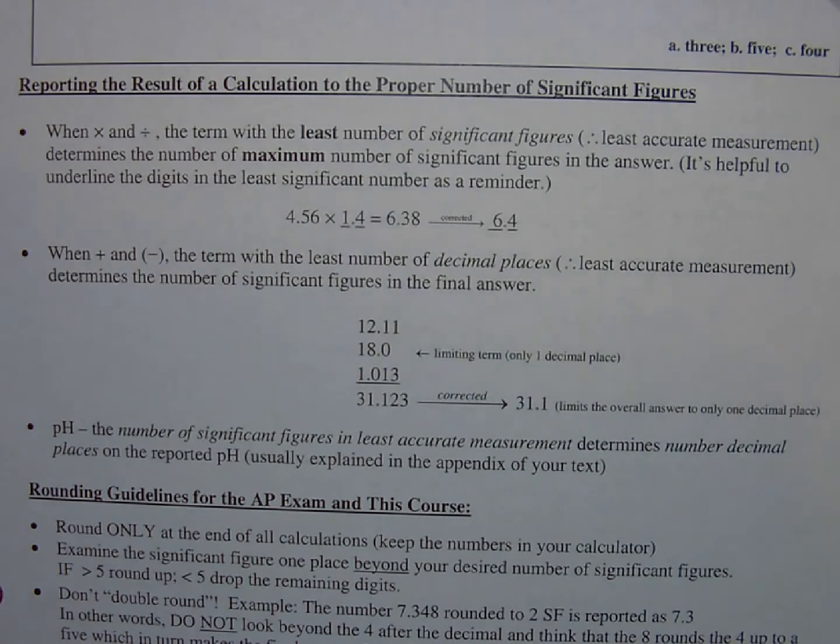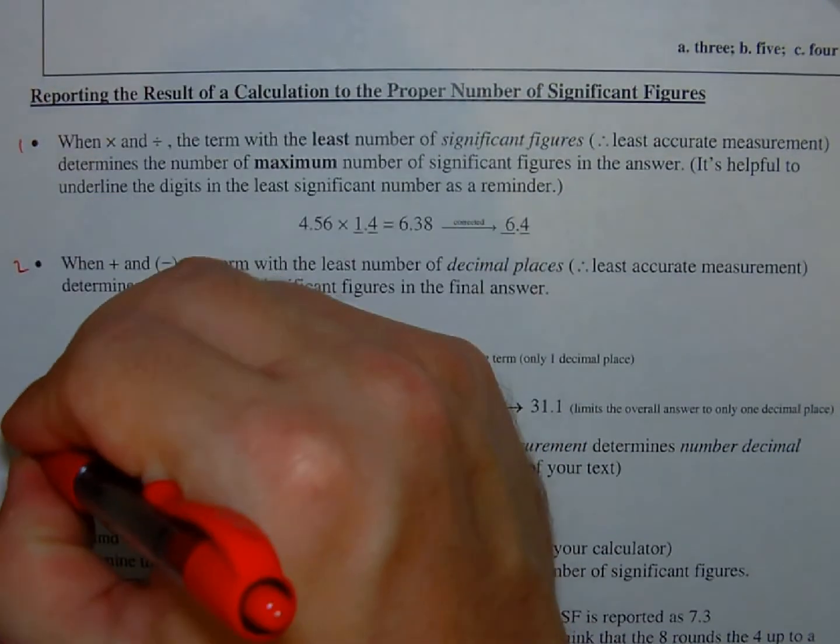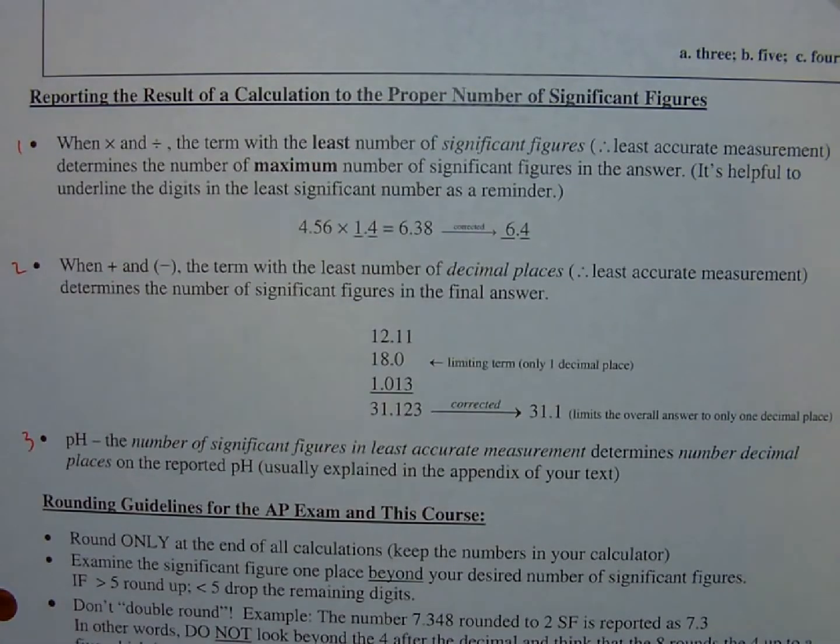So there are two sets of rules, right? Well, actually three, I guess. There's one, there's two, there's three. Okay. So when we're using multiplication and division, and by the way, please do not use the verb times, right? We're going to use multiplied by or divided by.